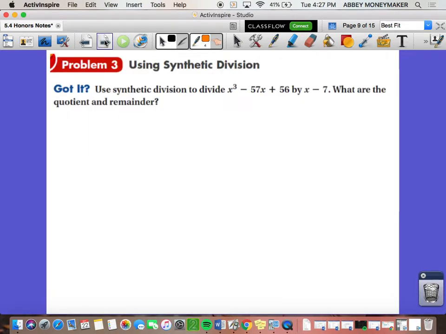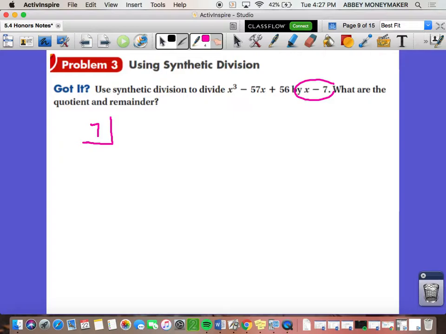So let's put this into action. Let me show you what this exactly looks like. It says use synthetic division to divide the following polynomial. What is the quotient and what is the remainder? So the first thing I'm going to do is I notice I'm dividing by x minus 7. So I'm going to take the solution and I'm going to put it in this little half box just to separate it from the rest of the numbers.